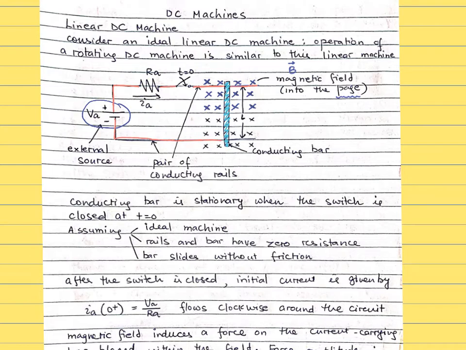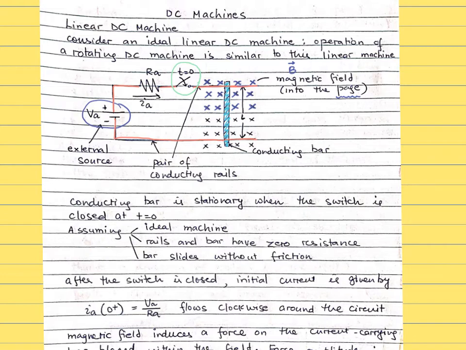And these conducting rails do not offer any resistance. So the conducting bar can move freely on those conducting rails if there is any force into the picture. So at the beginning, the conducting bar is stationary. Now, before we close the switch, where is the switch? This is the switch. Before we closed this switch, the conducting bar is stationary.